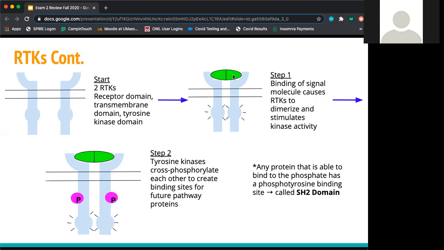Because they are able to dimerize, the tyrosine kinases are able to cross-phosphorylate each other. Because they now have the phosphates on them, that creates a binding site for future pathway proteins. And any protein that is able to bind to that phosphate has a phosphotyrosine binding site called an SH2 domain. One thing that is good to note is that when we have a domain, you'll see SH2 domains, SH3. Make sure you know that the protein doing the binding has the domain, not the protein that is being bound.